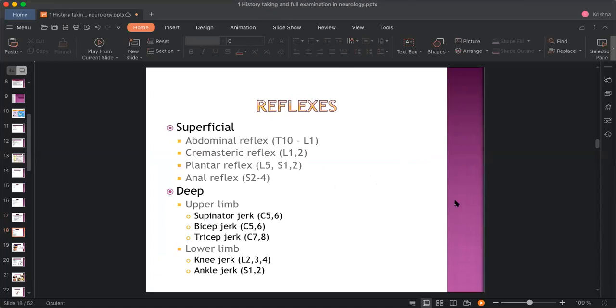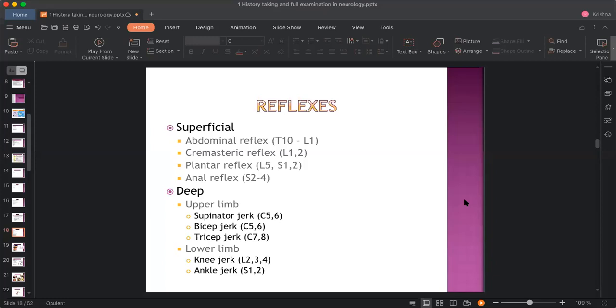See here, please. Now, look at the name of these reflexes first: superficial reflex and the deep reflex. So this is a very favorite question of the examiner. Any examiner, wherever you go for the examination: abdominal reflex, cremasteric reflex, plantar reflex, and anal reflex. These are examples of superficial reflexes. Even corneal reflex can be added there, but corneal reflex is not usually done in clinical practice.